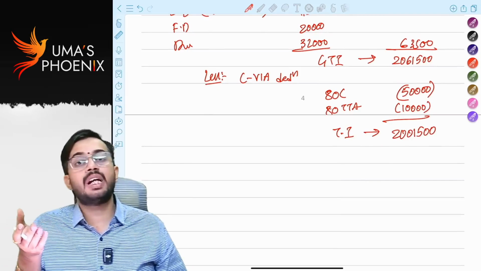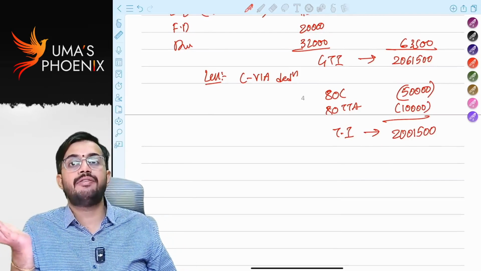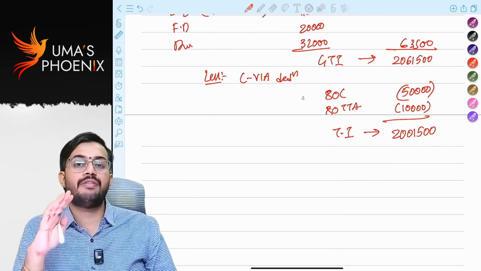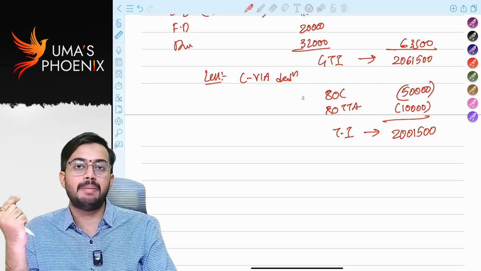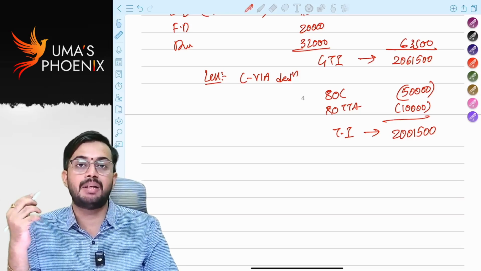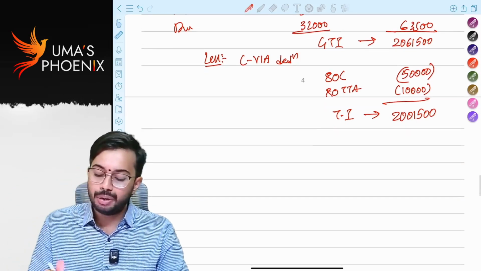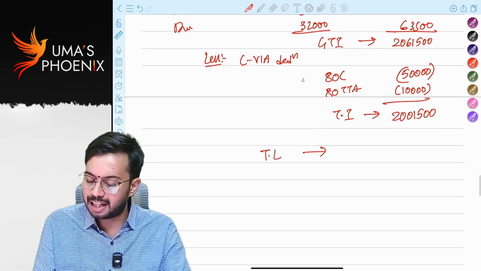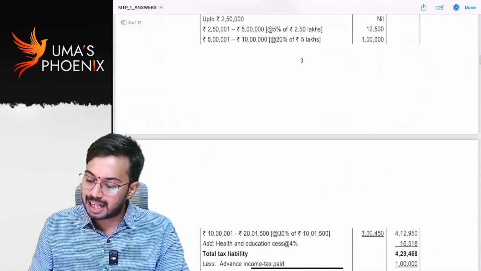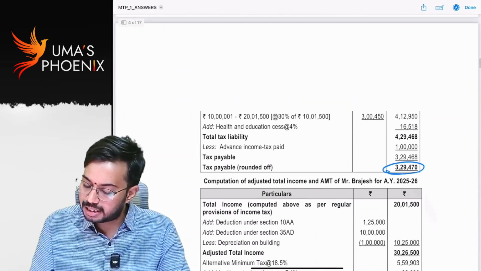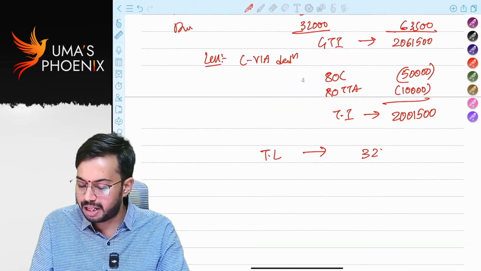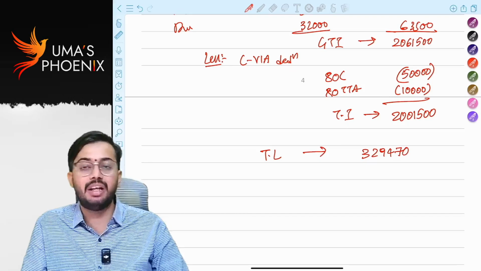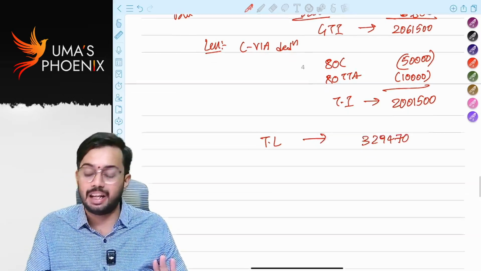Under optional tax rates, you know, up to 2,50,000 nil, greater than 2,50,000 up to 5 lakh 5%, above 5 lakh up to 10 lakh 20%, above 10 lakh tax rate applicable is 30%, correct? Using those tax rates, calculate tax liability. How much is tax liability? Tax liability is 3,29,470, correct? You can go through the tax calculation.